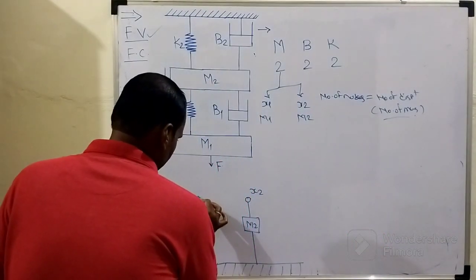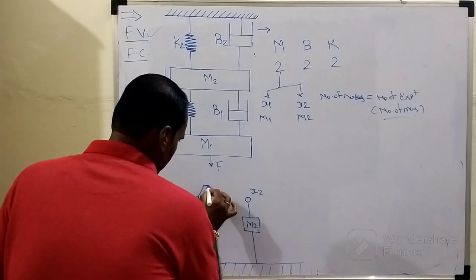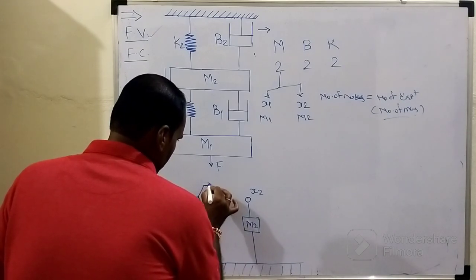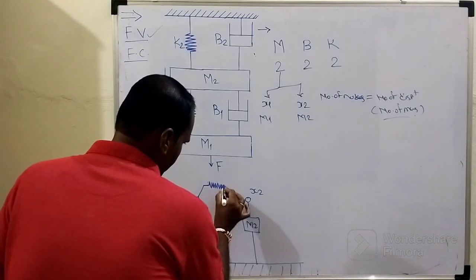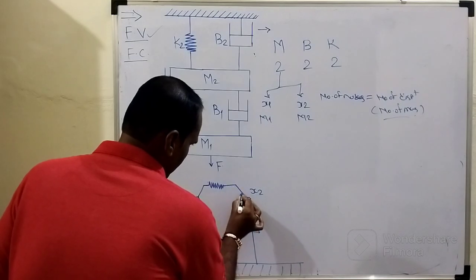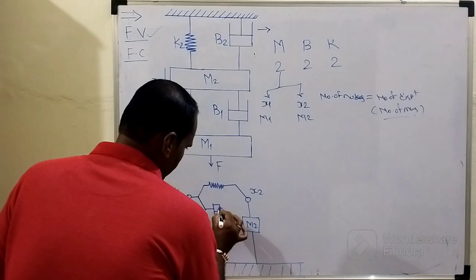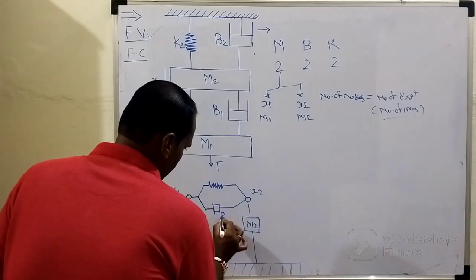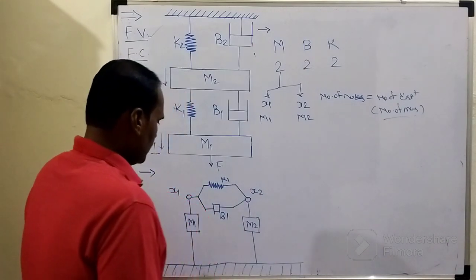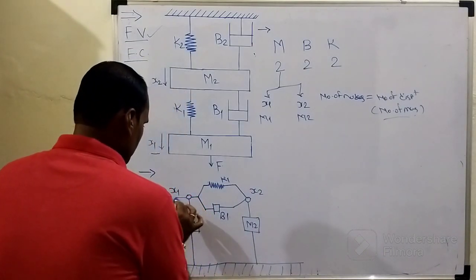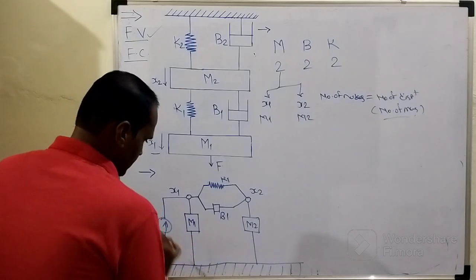Very simple, like this. I will take this shunt arm. In this shunt arm, in that first branch, this represents the K1, spring number 1, and in that second arm, this will be the damper number 1. This is B1 and this is K1, right? So in this way, and see one important thing which remains, this will be the direction of applied force, right?